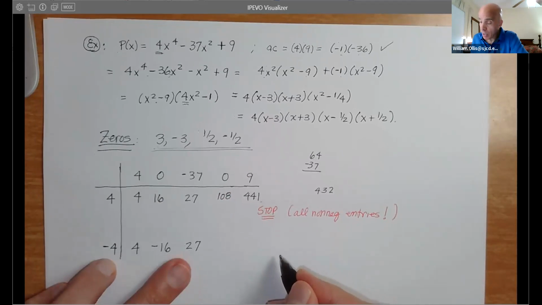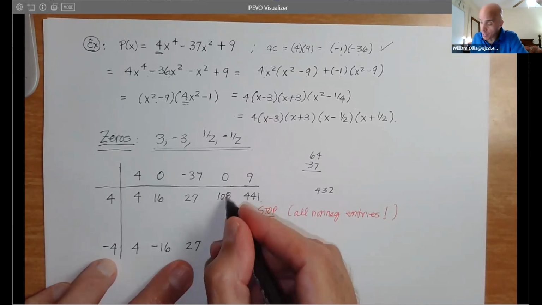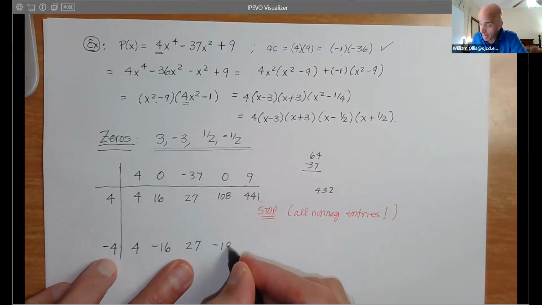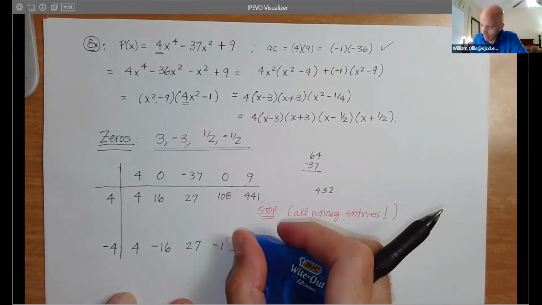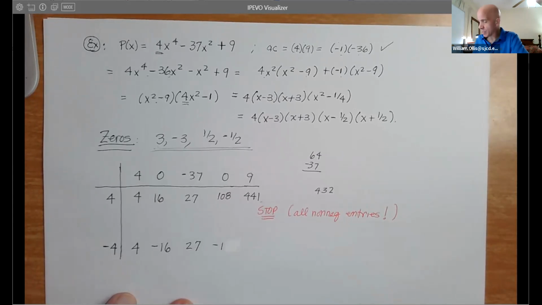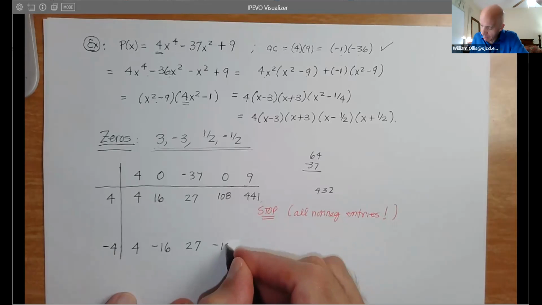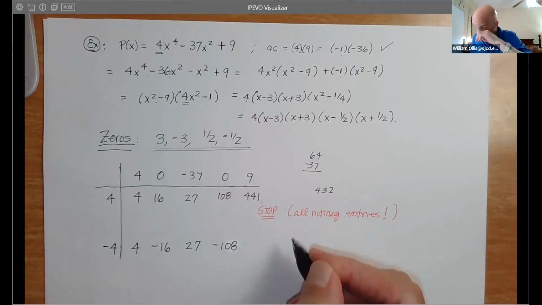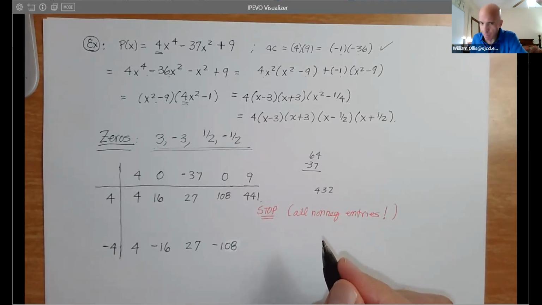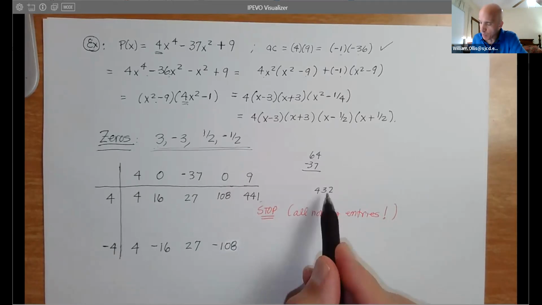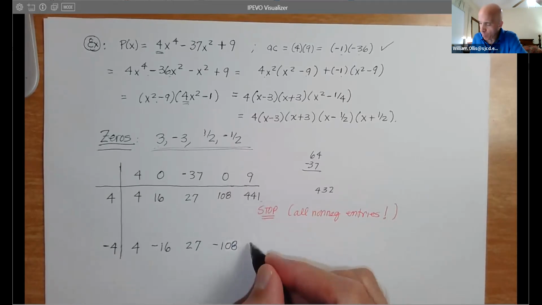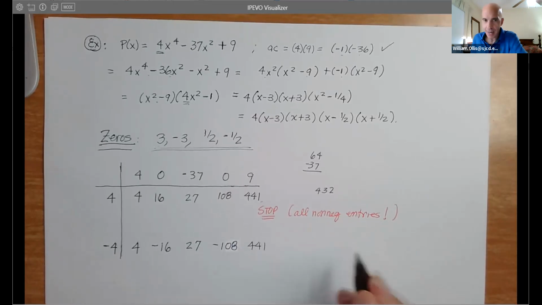And then here, we're going to get the negative of this number because of the -4. And then, of course, 108. Math is really so rewarding. It just lets you know everything before it's too late. And so now we get the 432. Well, we know this is 441. We don't have to do it again. We know that's the answer.